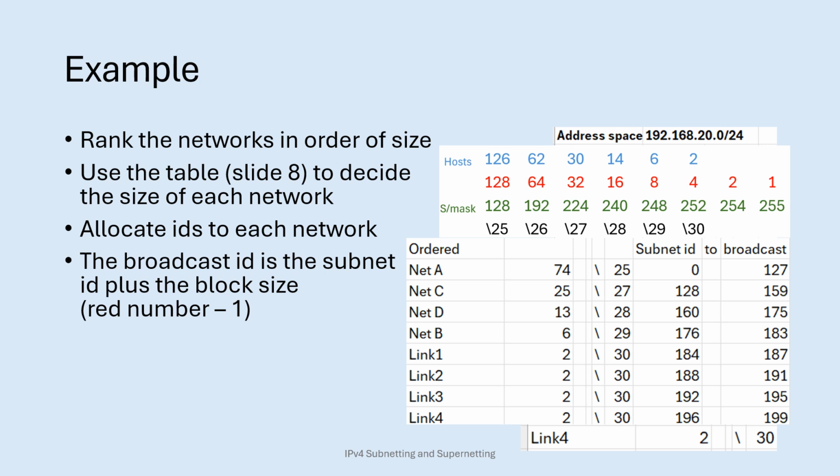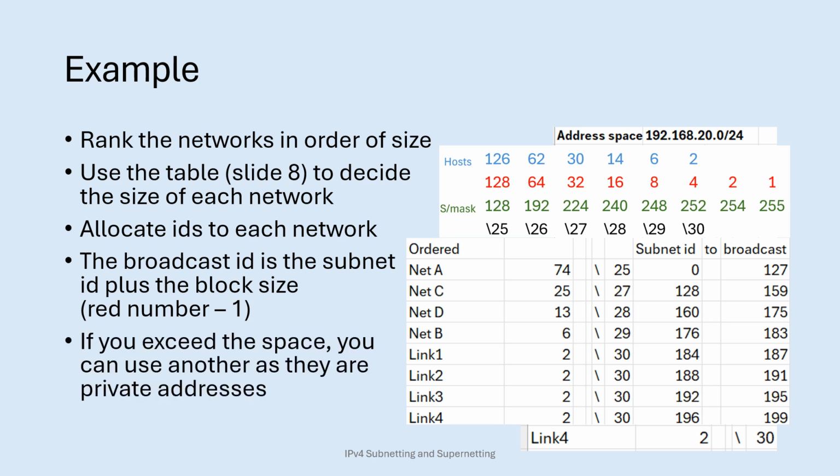The broadcast address is the subnet ID plus the block size, the red number, minus 1 for each subnet. If you exceed this space, you can use another, as there are private addresses. So if you run out of addresses in the address space, you can just use another private address.